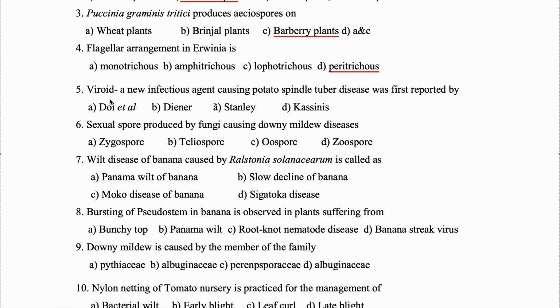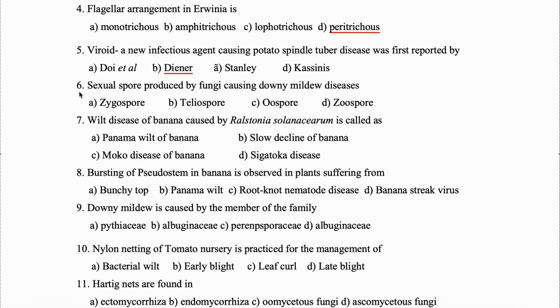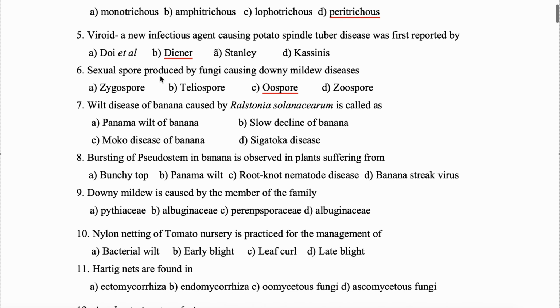Question number 5. Viroid, a new infectious agent causing potato spindle tuber disease, was first reported by Diener. Question number 6. Sexual spore produced by fungi causing downy mildew disease is what? It is oospore, because the genera of downy mildew disease normally belong to oomycetes. So the sexual spore is basically oospore.